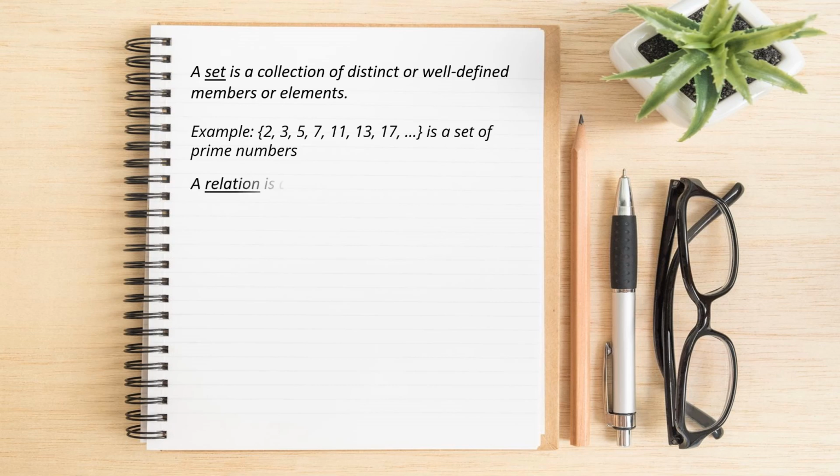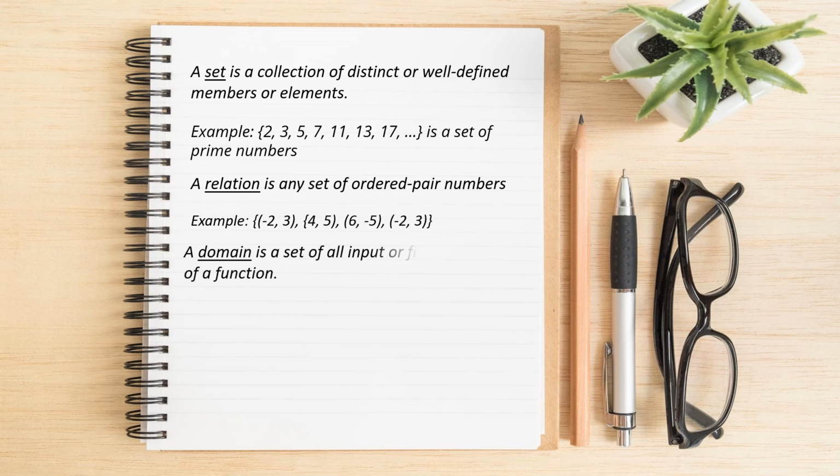Next, a relation in mathematics. A relation is any set of ordered pair numbers, or a set of x and y, set of input and output values, set of independent and dependent variables. Example, (-2, 3), (4, 5), (6, -5), and (-2, 3).